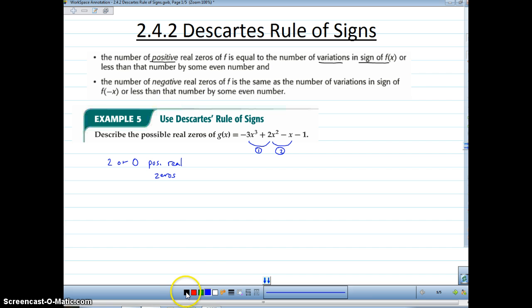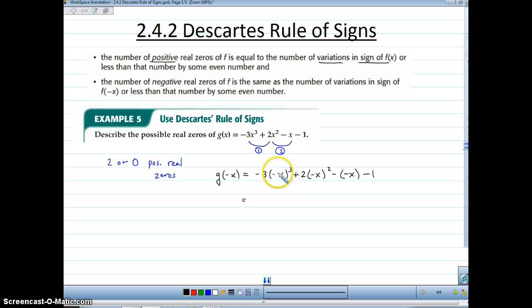Let's see exactly how many negative ones there are. So now we need to modify the function a little bit. For negatives, you have to do g of negative x. So we're going to plug in negative x for all of our inputs. That's negative 3 times negative x cubed plus 2 times negative x squared minus negative x minus 1. We want to simplify this first so we can see the sign changes.